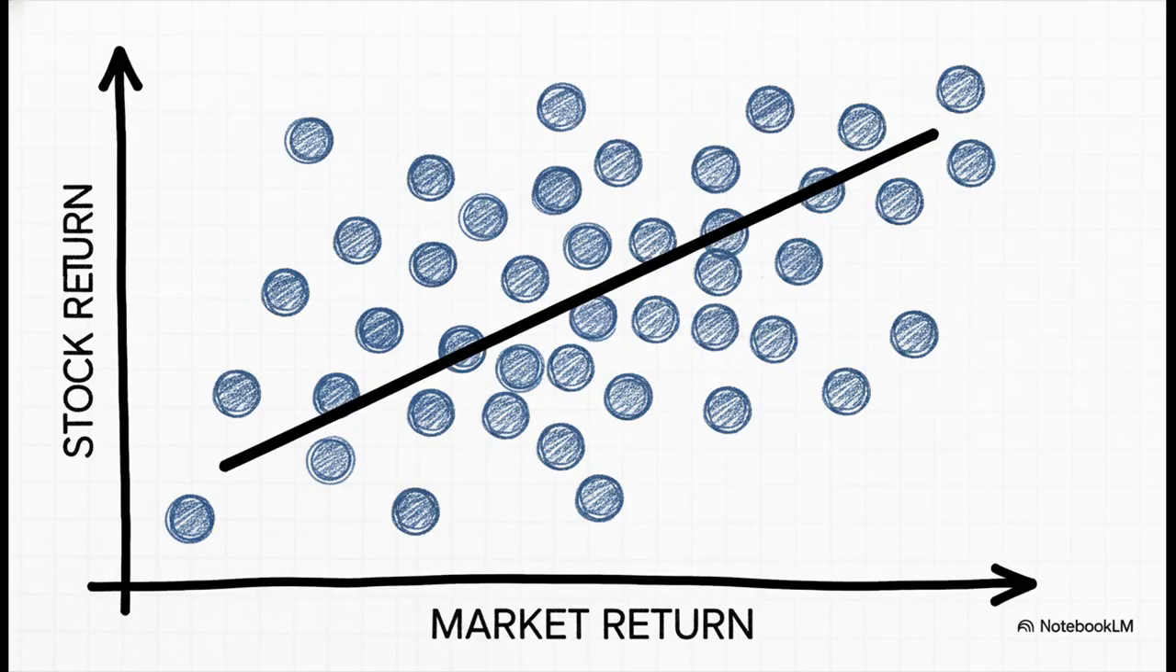So, when you boil it all down, regression is really just about one thing: finding the best fit line. You see all those dots? Imagine each one is a day. On the horizontal axis, you have the market's return, and on the vertical, you have your stock's return. Regression's job is to draw the one single straight line that cuts through that cloud of points as perfectly as possible. That line tells the story.